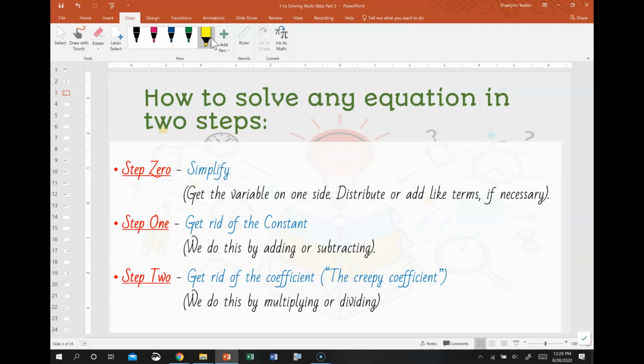So the steps to solving any equation: your first step is to simplify. Your goal is to get the variable on one side. You want to distribute or add like terms, like what we were doing last time, and you want to get it as simplified as you can first. And then your first real step is to get rid of the constant. You're adding or subtracting that for the most part. And then your second step is to get rid of that creepy coefficient, or the thing that's hanging on. It usually looks like this, 3x.